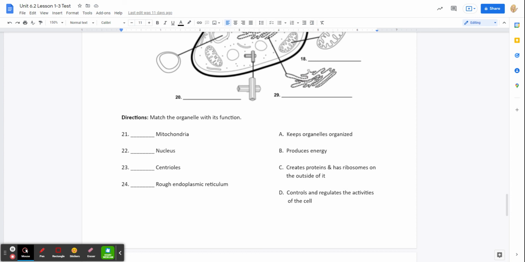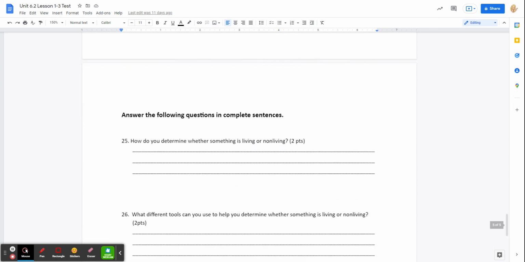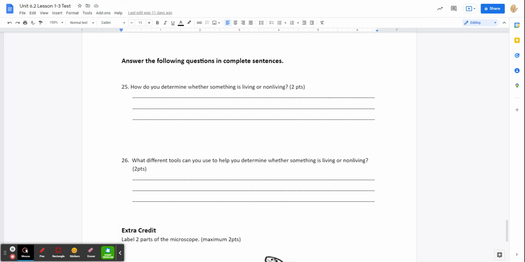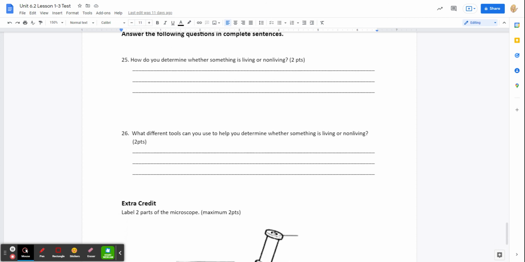Feel free to pause. I'm going to keep moving on. We have a little bit left. Answer the following questions in complete sentences. 25. How do you determine whether something is living or non-living? Make sure you write in complete sentences. How do you determine whether something is living or non-living? Think about the definitions of living and non-living. Feel free to pause.